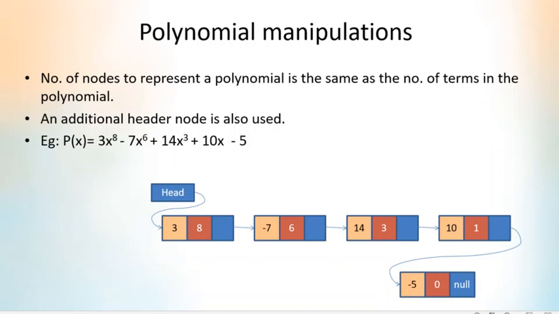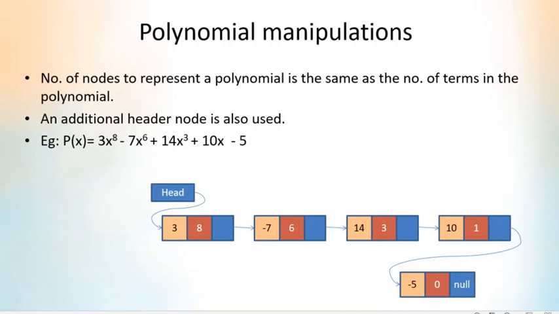Now let us see how the polynomial manipulations are done. That means the different operations are done using the polynomial. So when the polynomial is represented using a linked list, the number of nodes to represent a polynomial is same as the number of terms in the polynomial. And a header pointer is used to point to the first node of the linked list.